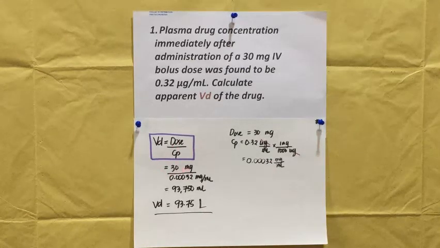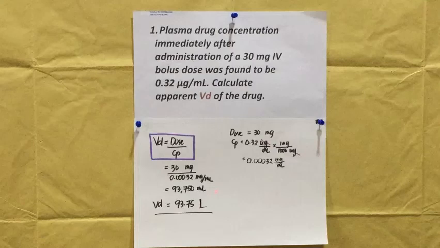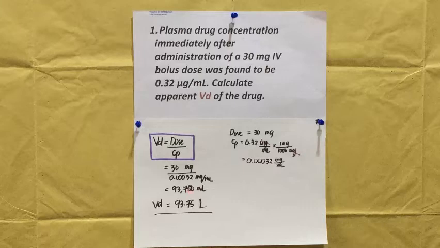Then let's substitute. Volume of distribution is equivalent to 30 milligram divided by the plasma concentration, which is 0.00032 milligram per ml. So we'll be canceling both the milligram, so we're left with ml. So 30 divided by 0.00032 is equivalent to 93,750 ml. Now, we have to remember that the volume of distribution must be in liters. So, we will convert this 93,750 ml into liters. So, now our volume of distribution is equivalent to 93.75 liters.